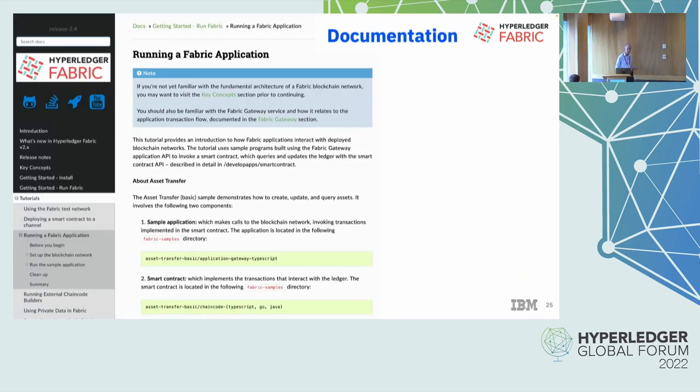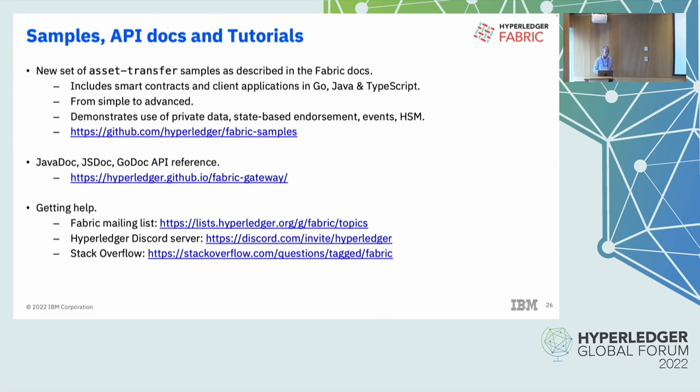All right, so we've also done a lot of work on documentation. We've rewritten the developing applications section. And there's a large section on how the gateway works internally if you're interested in the internals. And we've built a lot of new samples. So we've got these asset transfer samples, and there's quite a few of them. And we go from the really easy through to the really quite advanced. So we demonstrate the private data and state-based endorsement. They're all in the fabric samples. We've got the Java doc, JS doc, Go doc, API reference. That's all indexed from that URL there.